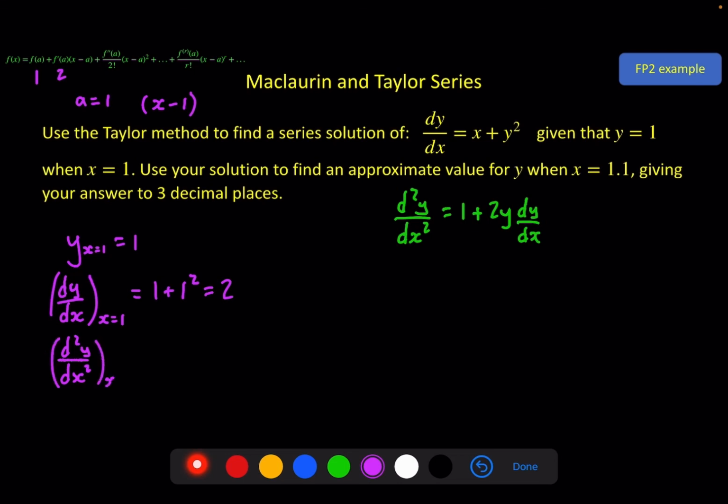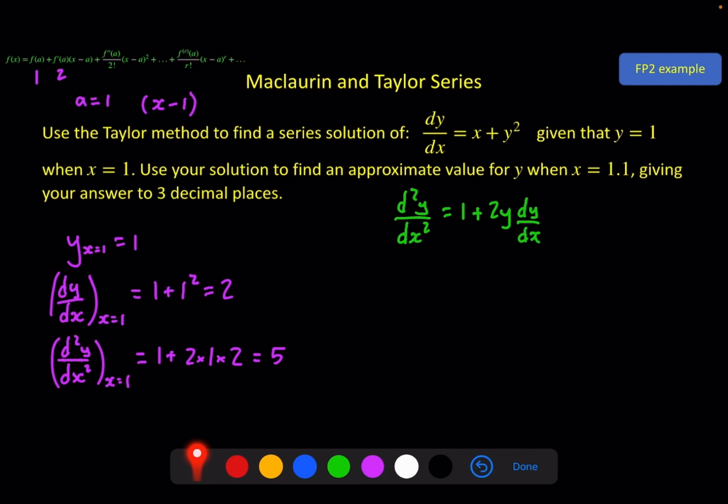At that same point x equals 1, and when we're at x equals 1, we know that y equals 1, and we know that dy by dx equals 2. So again, we're putting in all the values we already know from the previous work in the question. So that's a 1 plus 2 times y, which is 1, times the first derivative, which is a 2. So that gives us a 5. Now we don't have a finish point in this question. That's my oversight because I made this question up and didn't put it in.